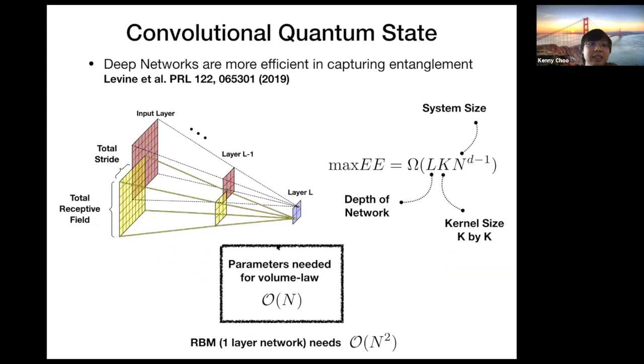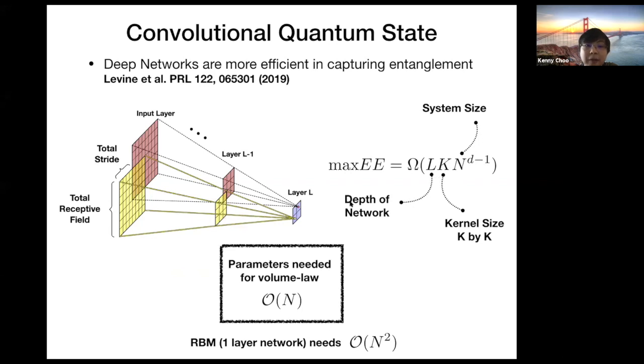Okay. So regarding the choice of this neural network, one of the key reasons for using this deep convolutional network is actually discussed in this paper by a group in Israel, where they found that deep networks are more efficient in capturing entanglement as compared to shallow networks. And by efficient, I mean that fewer parameters are required. So in this paper, they actually derive some analytical bounds for the entanglement entropy, like here, where L is the depth of the network, K is the kernel size, and N is the system size. So D is the dimension of the system.